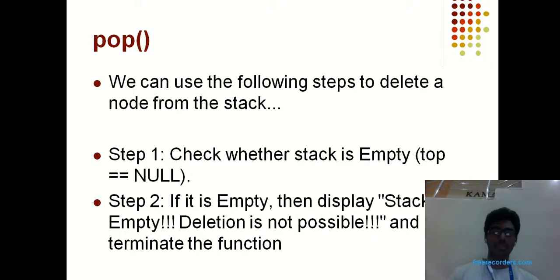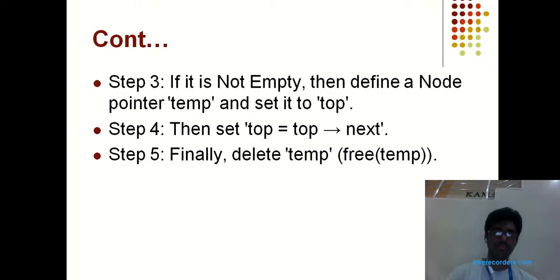Now see about the pop. We can use the following steps to delete a node from the stack. Step 1. Check whether stack is empty, top equal to null. Step 2. If it is empty, then display the stack is empty, deletion is not possible, and terminate the function. Step 3. If it is not empty, then define a node pointer temp and set it to top. Step 4. Then set top equal to top next. Step 5. Finally, delete temp, that is free temp.